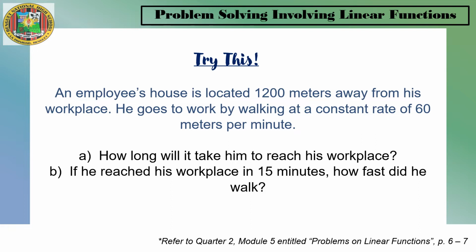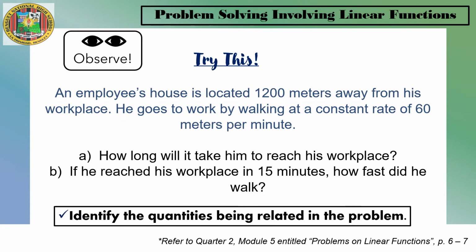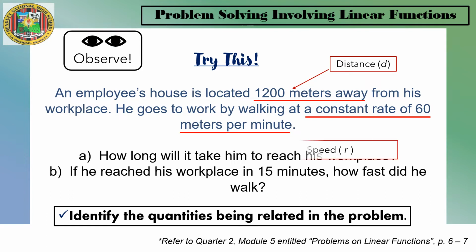To answer the questions for this problem, we observe the situation. We identify the quantities being related in the situation. This phrase in the problem describes the distance. And this phrase describes the speed of the employee as he walks to work, which also involves the time that he spends in walking.